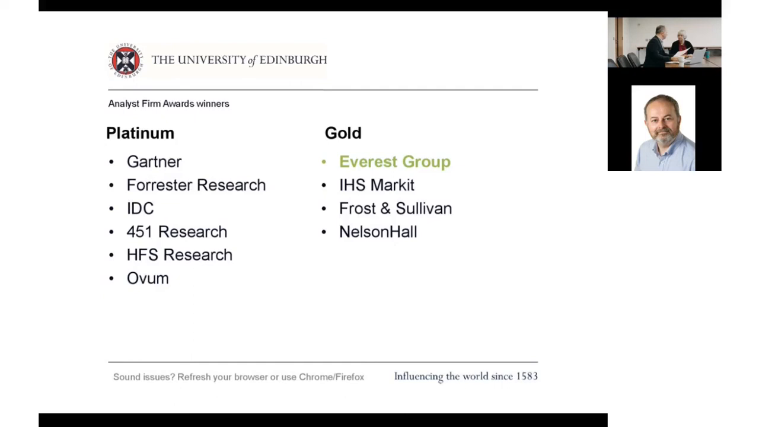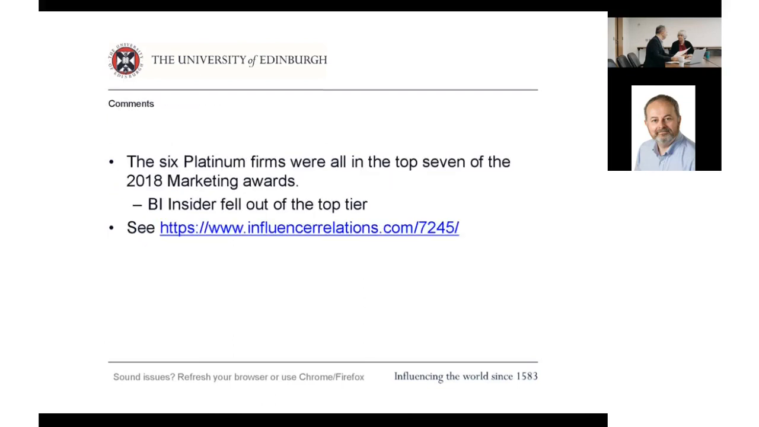But we do see Forrester Research coming in at second place, so overtaking IDC, who were in second place last year. Very familiar group of platinum firms, actually quite a familiar group of gold firms. Everest punching above its weight a little bit there in that basket of marketing services. A lot of stability from last year. Business Intelligence Insider, the organization that used to be called BI Insider, but is the analyst wing of Business Insider, has fallen out of that top tier.